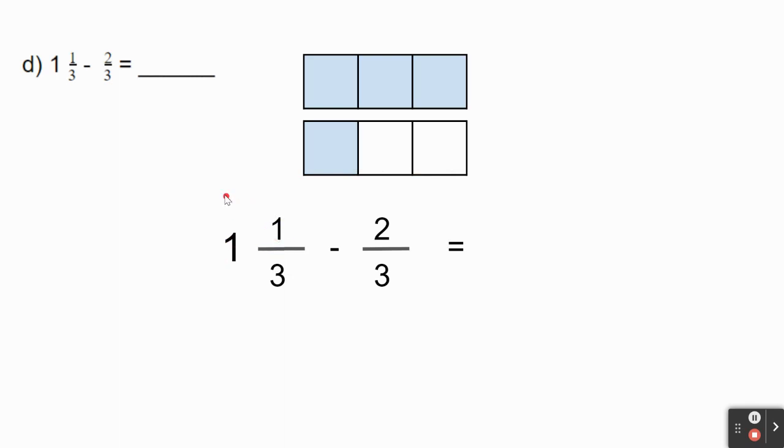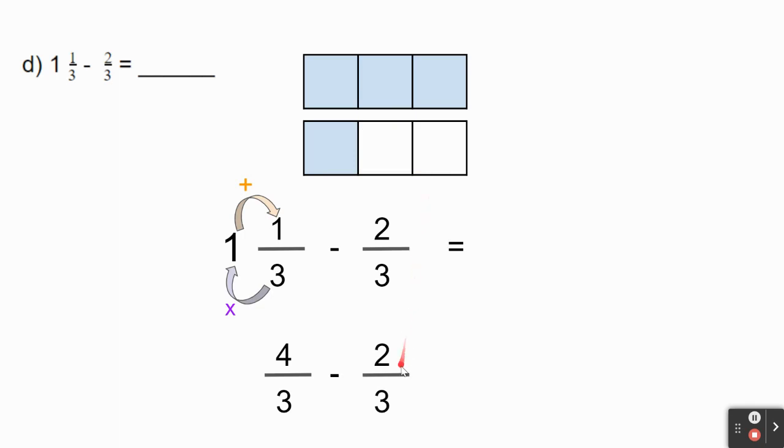So what we're going to do is multiply the denominator 3 times the whole number 1. 3 times 1 is 3, plus the numerator 1 on top. 3 plus 1 is 4. So 1 and 1/3 is equivalent to 4/3, which makes sense because there's 1, 2, 3, 4 parts shaded out of 3. Now we can subtract the 2/3.